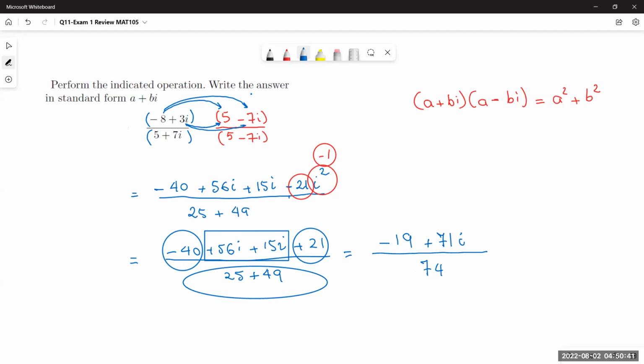So now I want my expression in the form of a plus bi. So what I'm going to do is split the numerator over the denominator in two parts. So this is going to be -19 over 74 plus 71 over 74 i. And this should be the final answer.